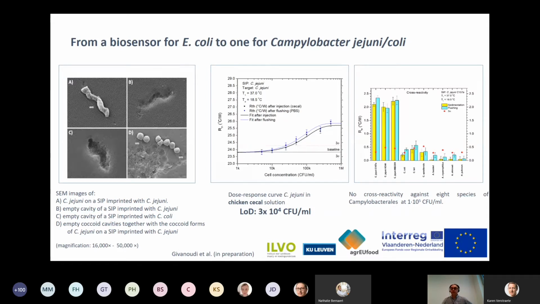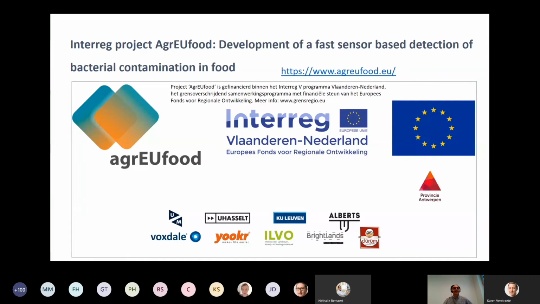Very importantly, we found no cross-reactivity with, again, related species of the Campylobacterales. So only a very specific detection was performed with the target Campylobacter species. This work was again performed in collaboration between KU Leuven and ILVO, and this time in the frame of an agro-food project. This agro-food project is an Interreg project in which we will develop this sensor further for detection of bacterial contamination in foods. It's an Interreg project collaboration between Flanders and the Netherlands, and different companies are involved, and also different research institutes, amongst which ILVO.